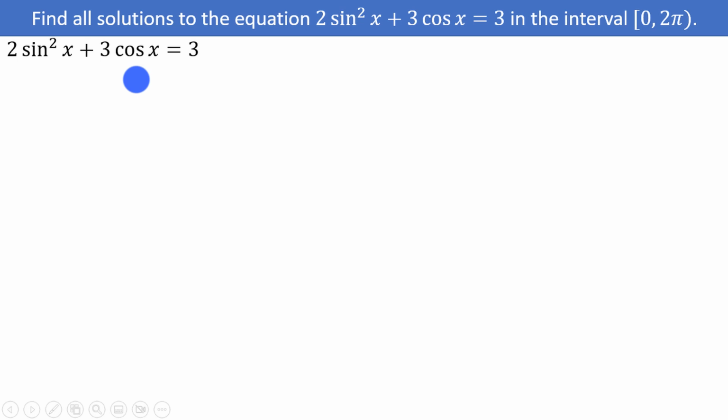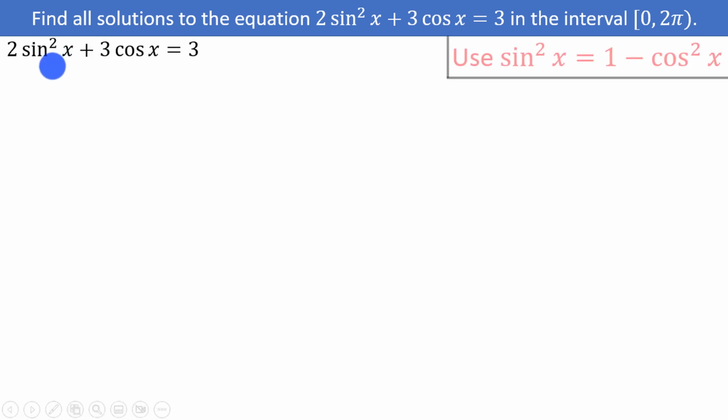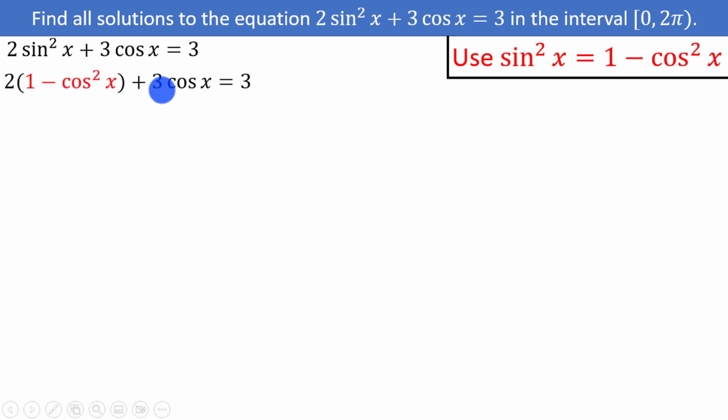Thankfully, we have a Pythagorean identity that allows us to change from sine to cosine. Specifically, sine squared of x is equal to 1 minus cosine squared of x. As I always say, 1 minus either cosine squared or sine squared always gives you the other one, so 1 minus cosine squared is equal to sine squared. We can replace sine squared in our problem with 1 minus cosine squared, but make sure you use parentheses.